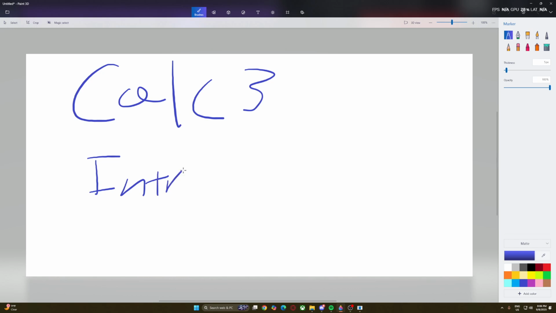Today we'll be learning Calc 3 intro, and it's going to be about vectors, alright? Let me see my notes here. Got some notes here. Alright, so let's start with defining the space we'll be working in.